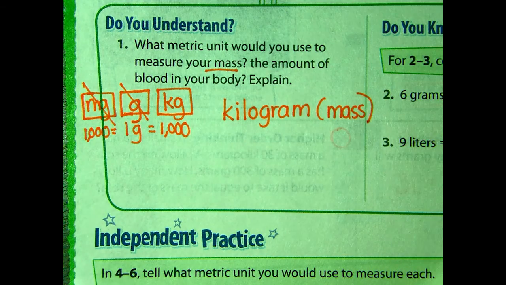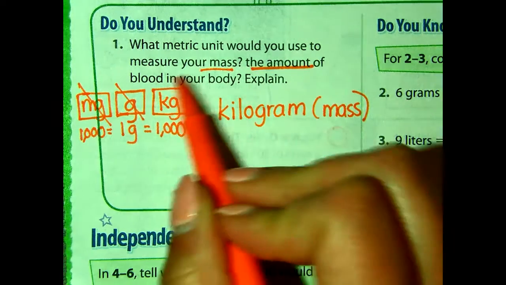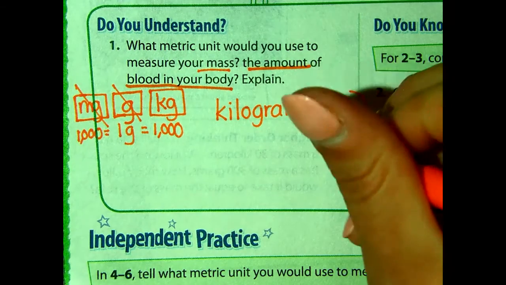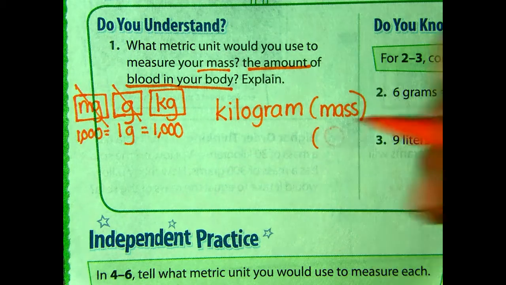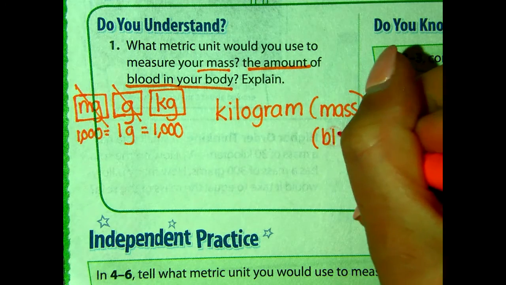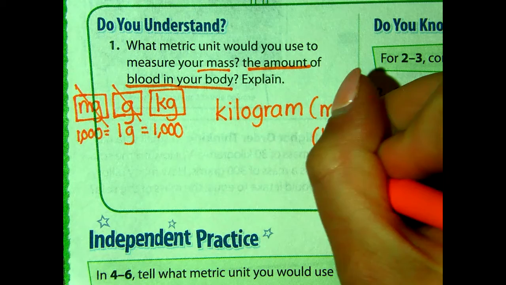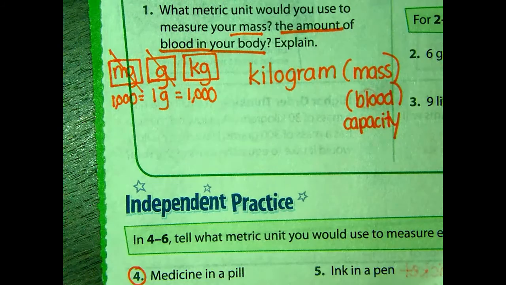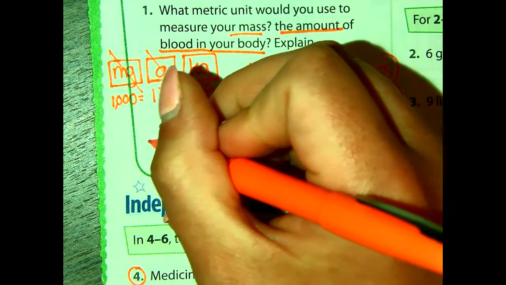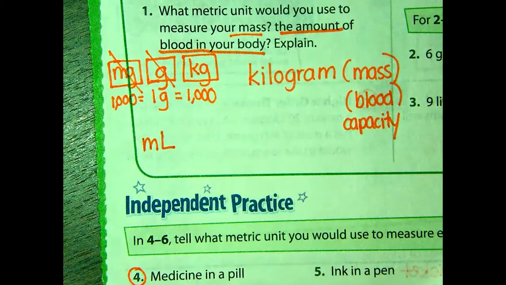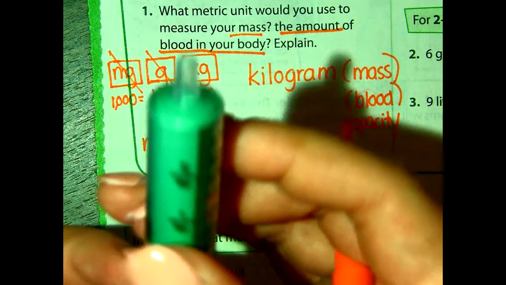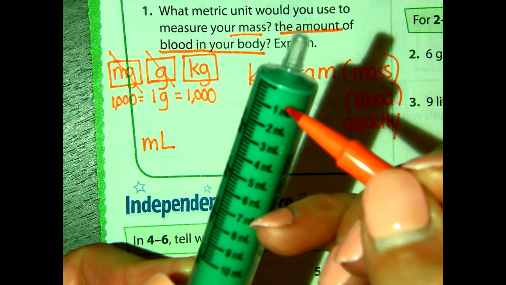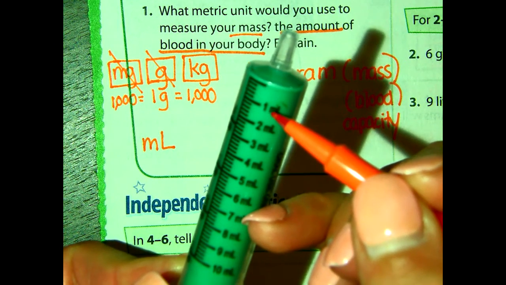But now look at the second part. What about the amount of blood in your body? Well, blood is a liquid, so I guess that's referring to capacity. Now let's think about what we've learned about capacity. We said that milliliters, remember, that's like Bryn's medicine dropper. That's 1 milliliter. Would it make sense to measure the amount of blood in your body using 1 milliliter?